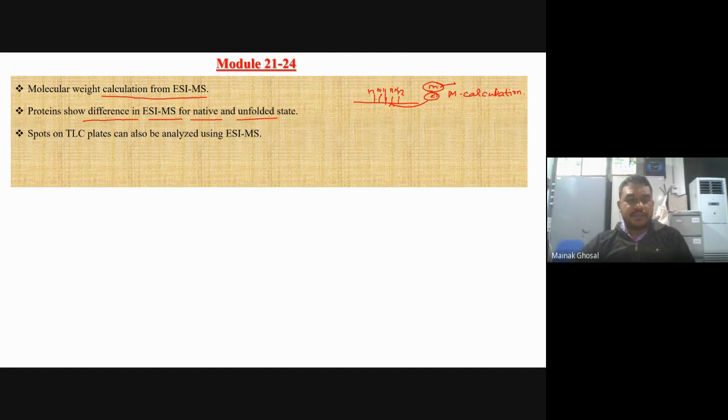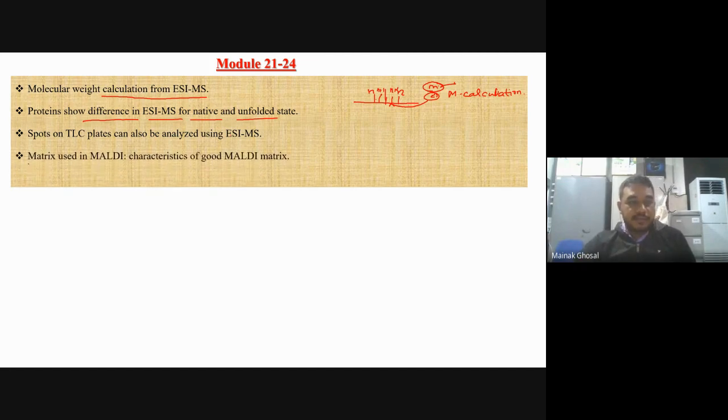Now, spots on TLC plates can also be analyzed using ESIMS. I'm not going into the detail here, but with a TLC you just need to monitor how your sample is separating. If you move the tip of the ESI over the TLC plate like this, and remove the solvent molecules so that just the solute, the analyte of interest, remains, then you will get the mass. From the mass you can differentiate between two compounds, because two compounds which you are separating in a TLC have different masses. So using mass spectrometry, you will be able to distinguish these compounds.